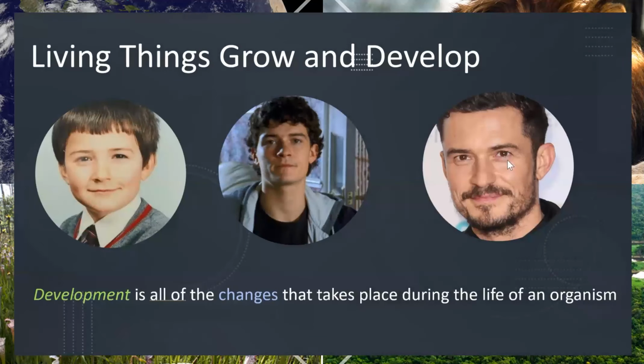So development will be defined as all of the changes that take place during the life of an organism. So Orlando Bloom in this picture, I'm sure he was pretty short, but his height changed. His height grew, his height developed, and he became this young man right here. This young boy became this young man. And this young man, if you look at his face here, changed and grew and developed. He grew hair. So there were mechanisms in his body that changed and developed, and in turn, he grew hair.